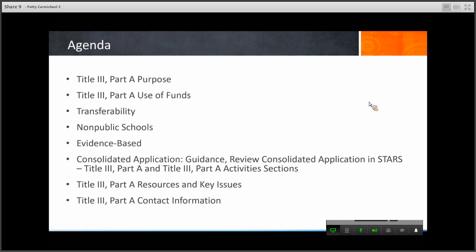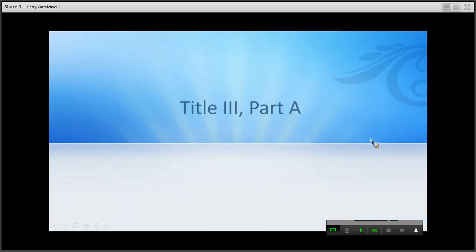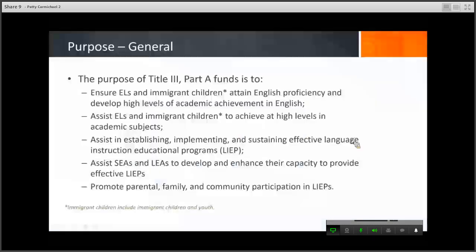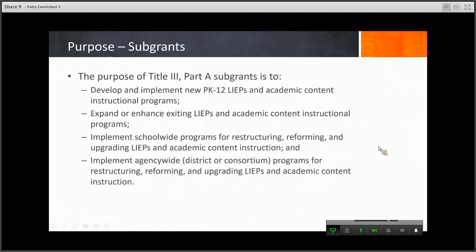Okay, let's get started. We will start with just some basic information on Title III Part A of ESEA, which is now authorized by ESSA. So starting out, the purpose for Title III is listed there. That's the general purpose, and I'm not going to read those for you. You can read those as you have time. Then we also have the purpose for the subgrants, which are the grants the state allocates to districts or consortia.